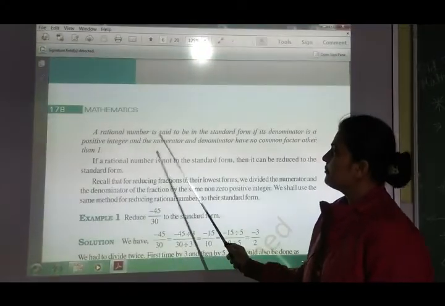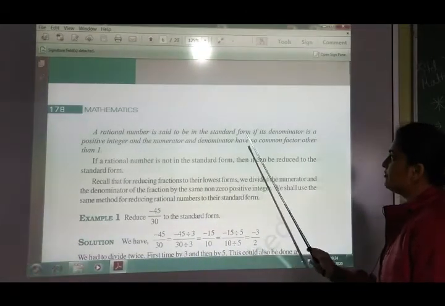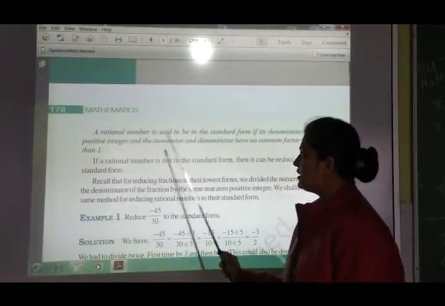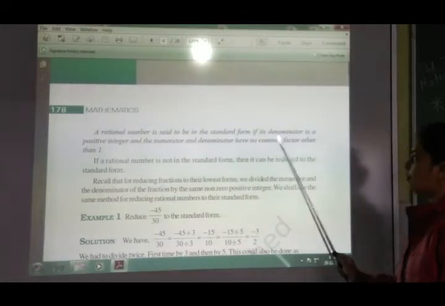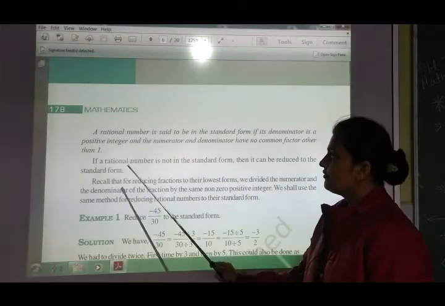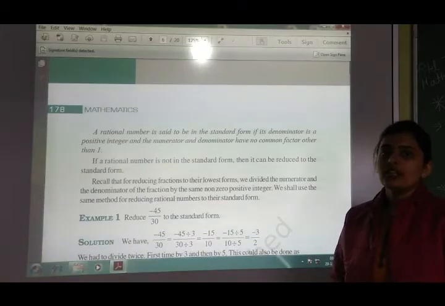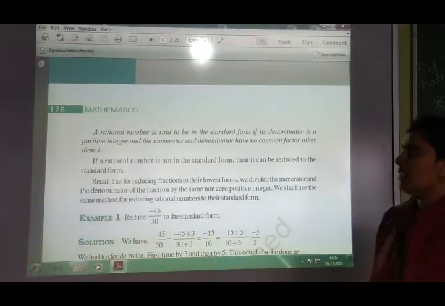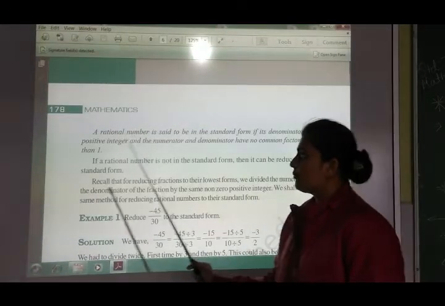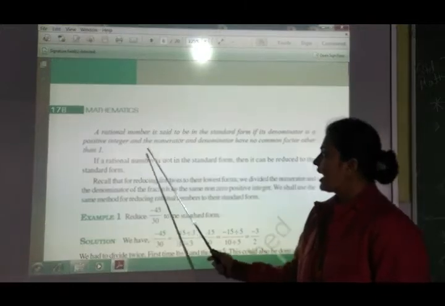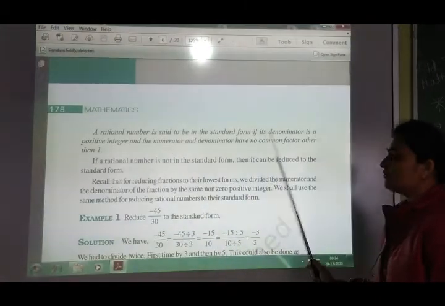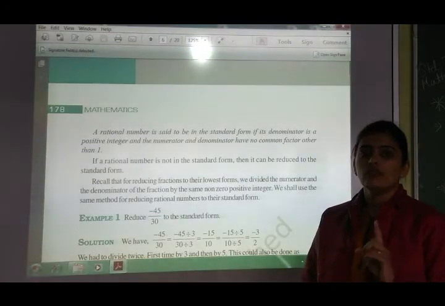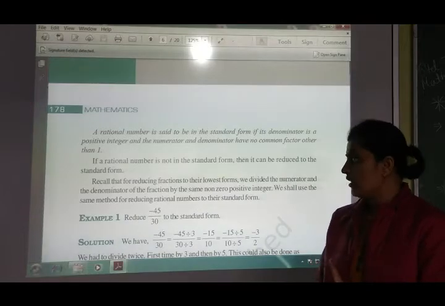A rational number is said to be in the standard form if its denominator is a positive integer and the numerator and denominator have no common factor other than 1. So, whenever it is asked what the standard form of a rational number is, you have to write this definition: the denominator is a positive integer and the numerator and denominator have no common factor other than 1. That is, the numerator and denominator will have only one common factor and that is 1.